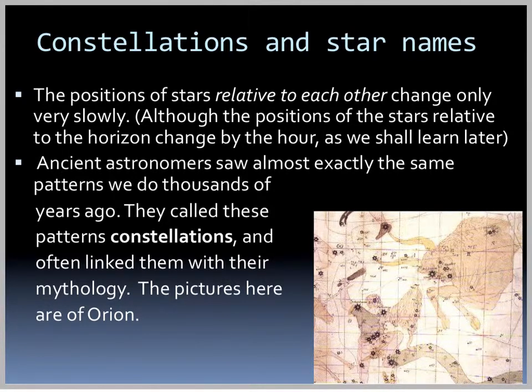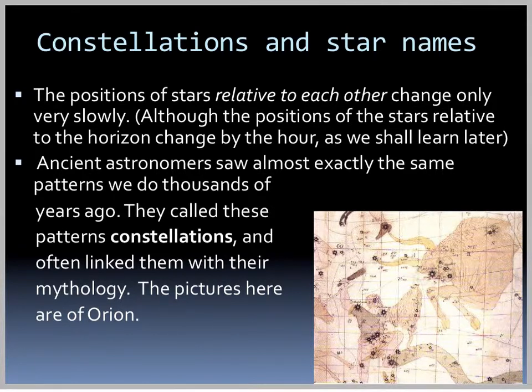And the positions of stars relative to each other change very slowly, although the position of the stars relative to the horizon changes by the hour, as we're going to learn later. So ancient astronomers saw almost exactly the same patterns we do thousands of years ago, and they called those patterns constellations, and often linked them with their mythology.